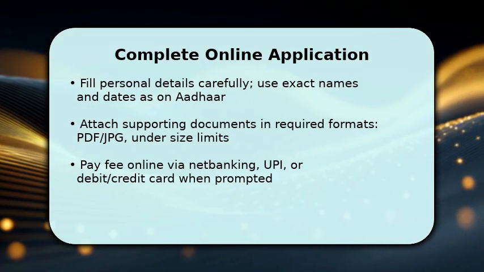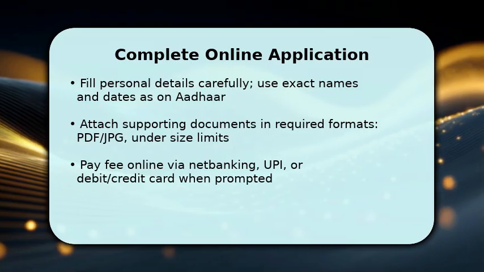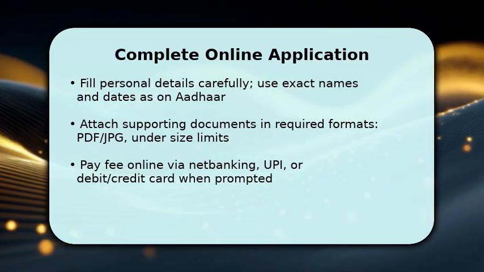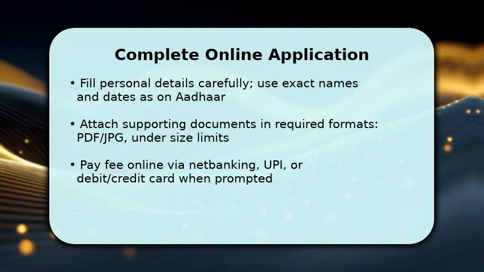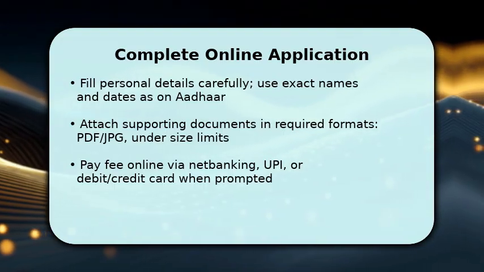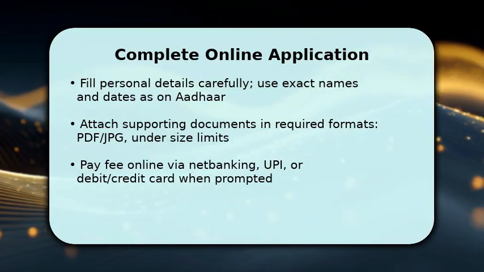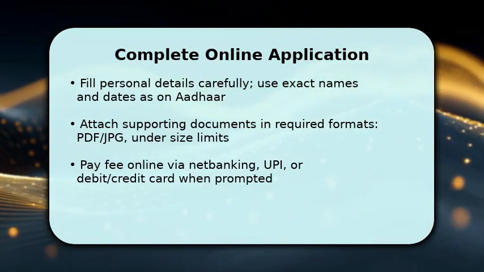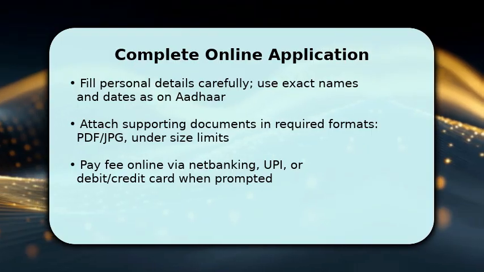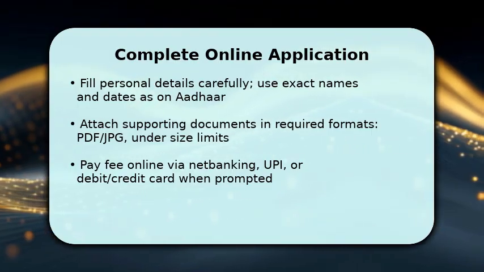Now complete the application form step by step. Enter name, date of birth, parent/spouse details, and current address. Match these to your uploaded documents to avoid rejection. Then select the district office and purpose of certificate. Explain briefly if required. After that, upload any extra proofs like school or employment records.